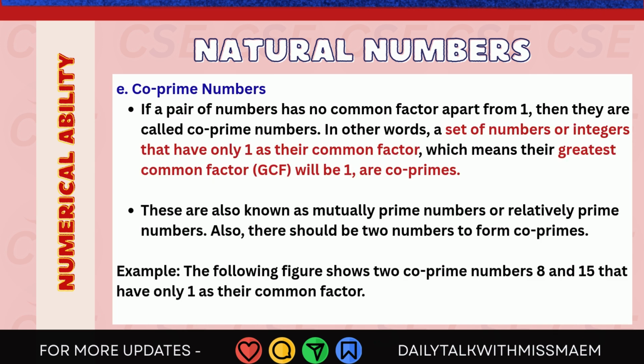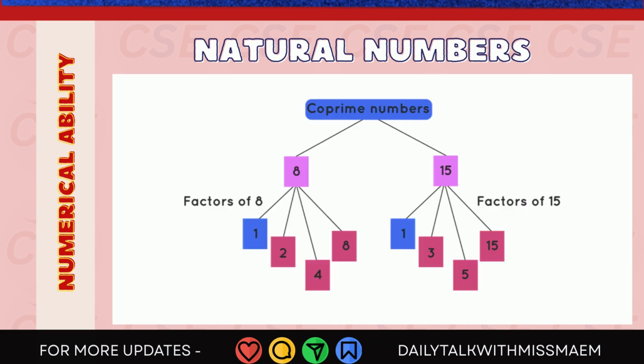Co-prime numbers are a cool pair, like besties that have nothing in common except 1. Like 8 and 15, they share no factors except 1. Co-prime numbers. If a pair of numbers has no common factor apart from 1, then they are called co-prime numbers. In other words, a set of numbers or integers which have only 1 as their common factor, which means their highest common factor, HCF, will be 1, are co-primes. These are also known as mutually prime numbers or relatively prime numbers. Also, there should be two numbers in order to form co-primes. Example. The following figure shows two co-prime numbers 8 and 15 that have only 1 as their common factor.